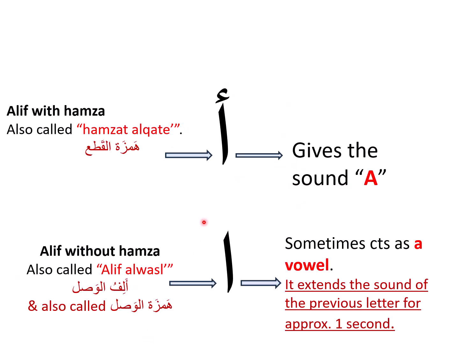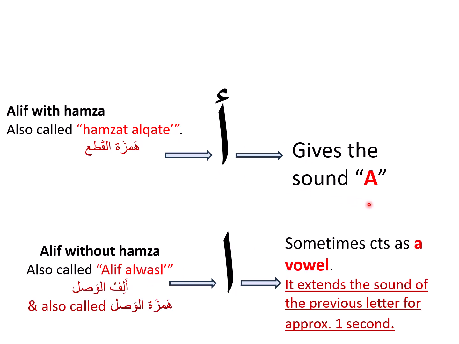So here we have the two shapes of Alif, one carrying Hamza and the other one not carrying it. When we put Hamza, it is called Hamzat al-Qata. Note that Hamza itself can also be written on other letters, Waw and Ya. We will discuss that later on in a separate video. And Alif without Hamza is called Alif al-Wasl.